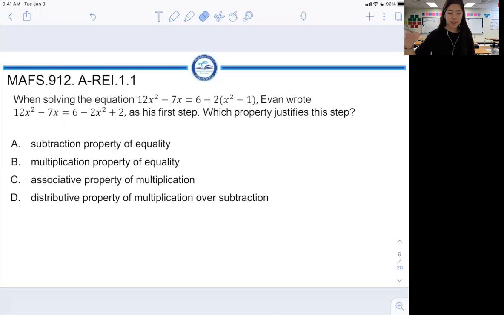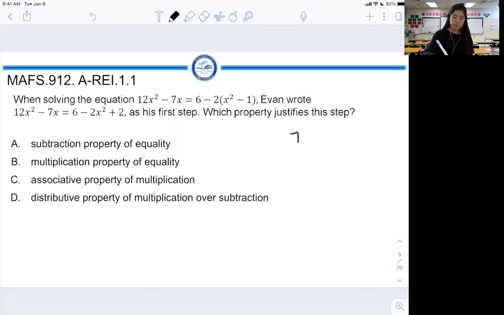When solving the equation 12x squared minus 7x equals 6 minus 2(x squared minus 1), Evan wrote 12x squared minus 7x equals 6 minus 2x squared plus 2 as his first step. Which property justifies this step? Who can tell me?